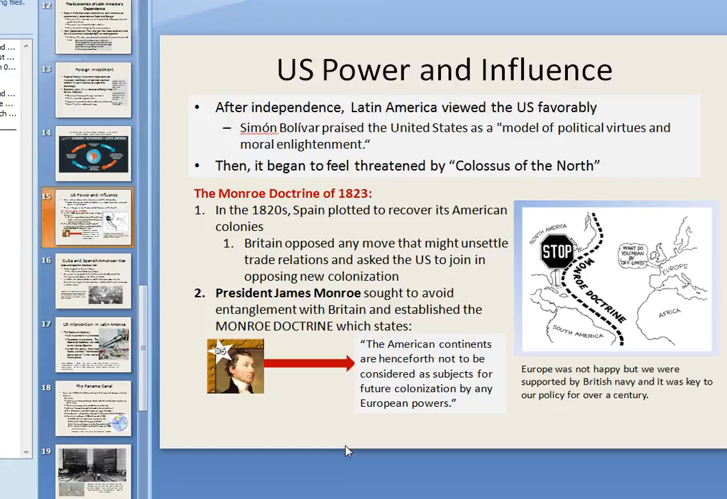So he established the Monroe Doctrine, which states that the American continents are henceforth not to be considered as subjects for any future colonization by any European powers. So you'll see this line here in the cartoon. It's an imaginary line separating the Americas from Europe. And it's basically saying we're off limits. So Europe was not happy, but we were supported by the British Navy. They just had a strong Navy, and our military was not as strong at that time. And we kept this bit of policy for over a century.